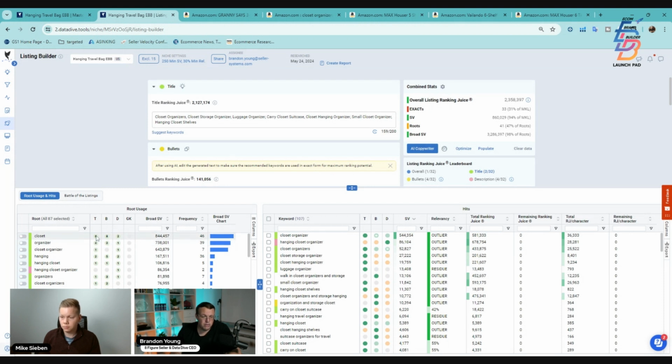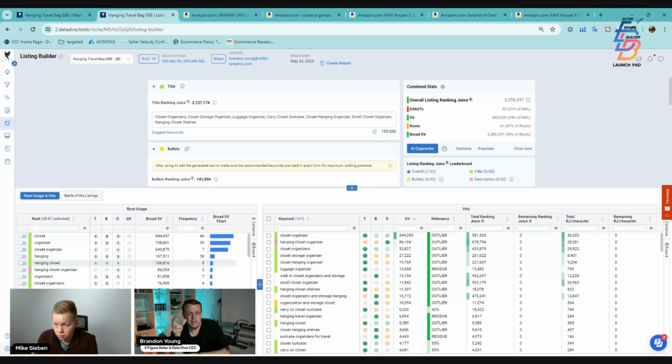But we're not trying to rank for just closet and just organizer, luckily. Closet organizer, we only wrote it twice, so we're okay. Hanging, again, we crushed it way too many times. We're actually losing the ability to rank for hanging. But hanging closet, we're only at 3 times. What you want to make sure is that for any given root that's a relevant root, you do not write it more than 3 times. If you write it more than 3 times, you're going to hurt your ability to rank on it.